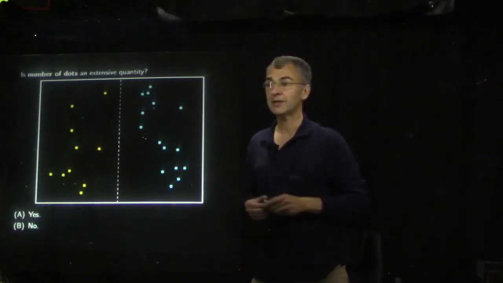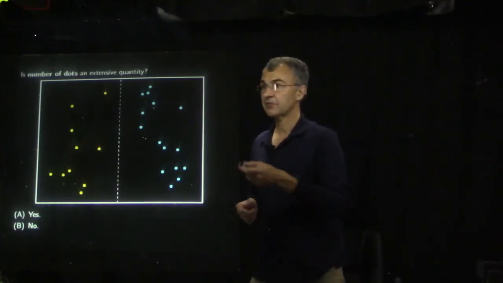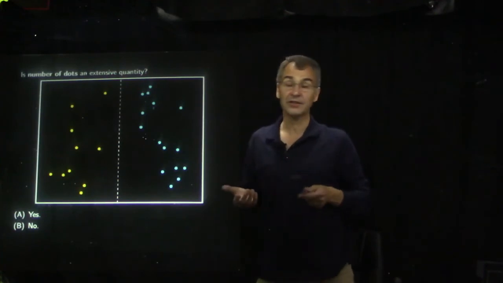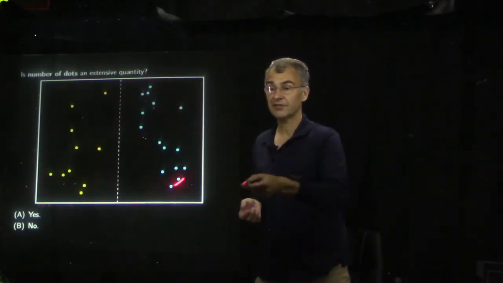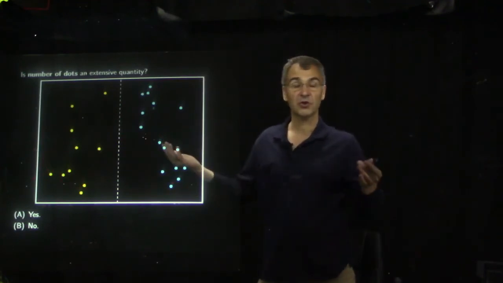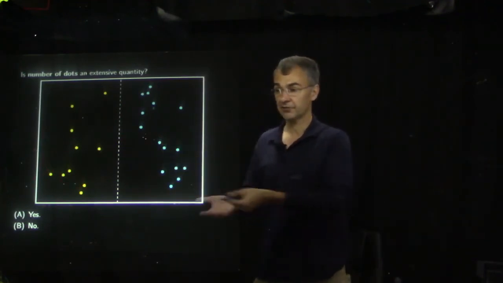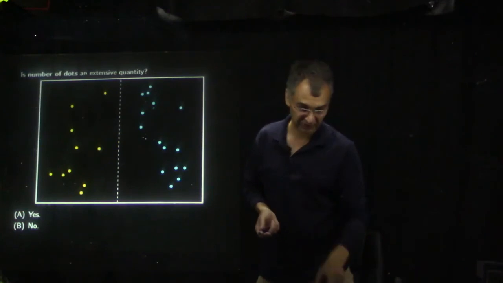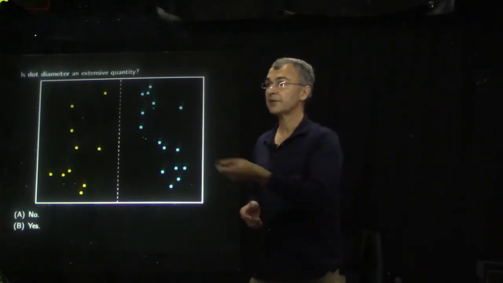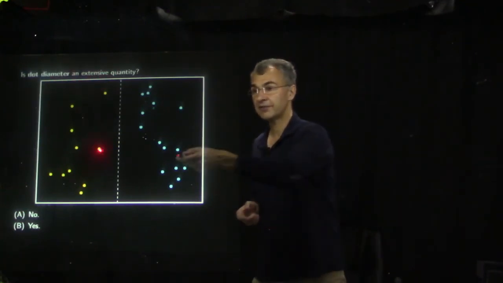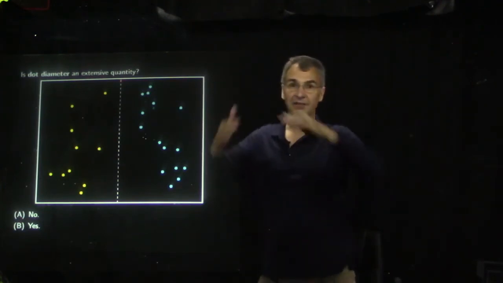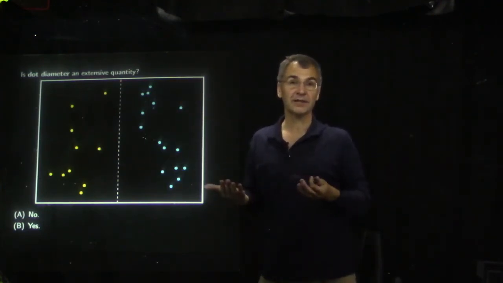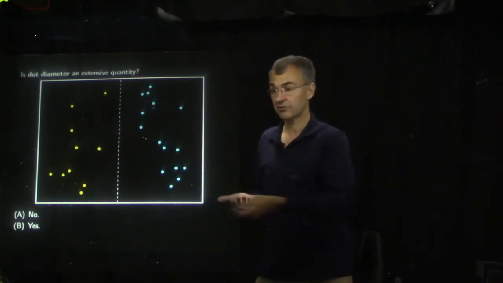For instance, how about number of dots? Is number of dots an extensive quantity? I think so, because I've got this many dots over here, 10. I've got, let's say, 15 dots here, and I say, what's the total number of dots? It's 25 dots. So I'd say yes, number of dots is an extensive quantity. How about dot diameter? Here I have dot diameter of 1. Here I have dot diameter of 1. If I combine the two pictures, do I get dot diameter of 2? No. Dot diameter is not an extensive quantity.